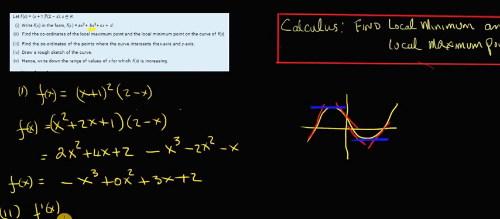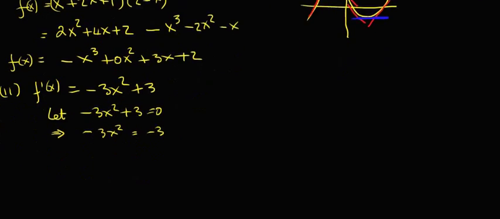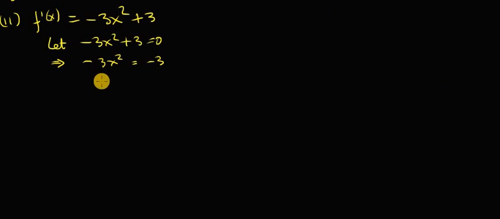So let's do that. f prime of x is equal to minus 3x squared, that's 0, plus 3. I let this equal to 0. Let minus 3x squared plus 3 equal 0. That means that minus 3x squared is equal to minus 3. And that means that dividing across by minus 3, x squared is equal to 1. x is equal to plus or minus 1. Because it's equals on both sides, I can get rid of that. I divide by 3, gives me this, so plus or minus 1.